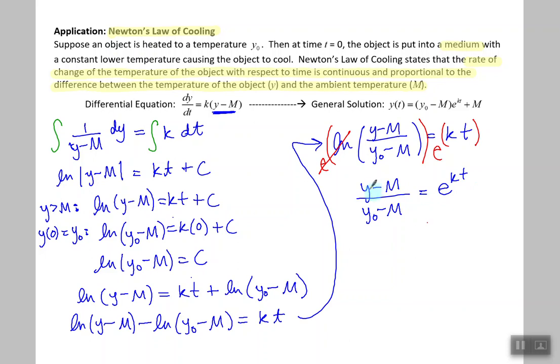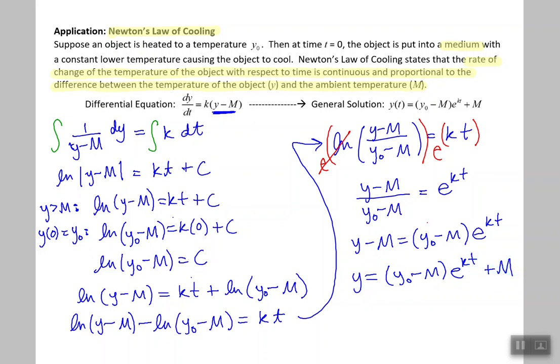We're going to solve to get the y by itself, so we need to multiply by y sub naught minus m on both sides, and we get y minus m equals y sub naught minus m times e to the kt. One last step to get y by itself, adding m to both sides, which is y equals y sub naught minus m times e to the kt plus m. And there we have our solution, our general solution from our differential equation.